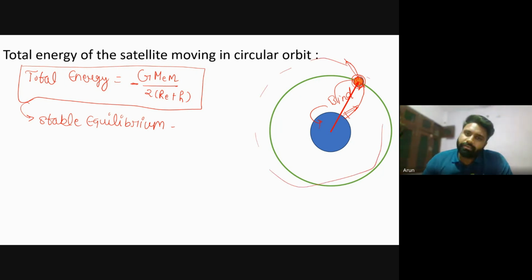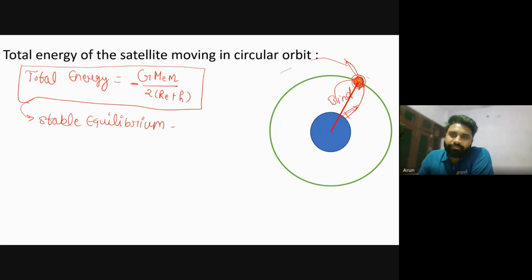And if this kinetic energy provided by this rocket is sufficient, kinetic energy is half mv square. If this v is nothing but the escape velocity, then this satellite would escape from this orbit, or from the gravitational field of this planet.